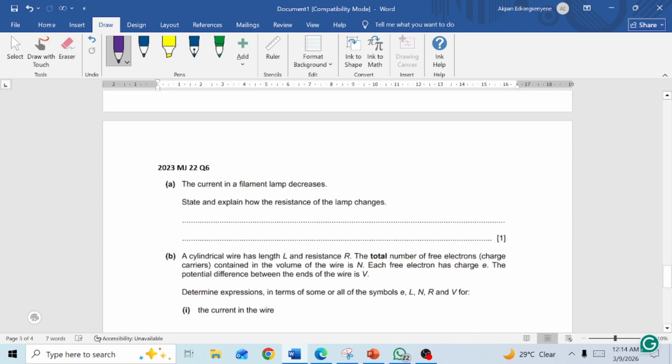This is 2023 May-June paper 22 question 6. The current in a filament lamp decreases. State and explain how the resistance of the lamp changes. When the current decreases, it means that there is an increase in the resistance, which opposes the flow of current. Mostly, there is also an increase in temperature that causes an increase in resistance, which decreases the current flow.